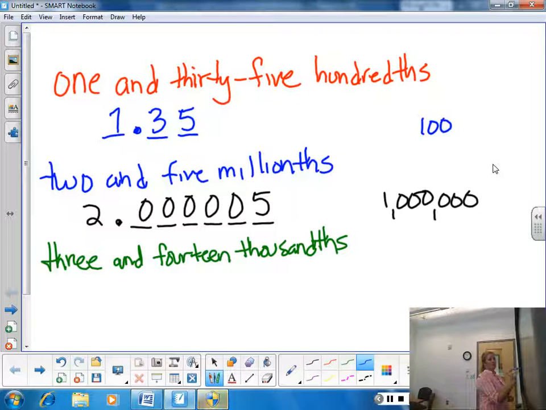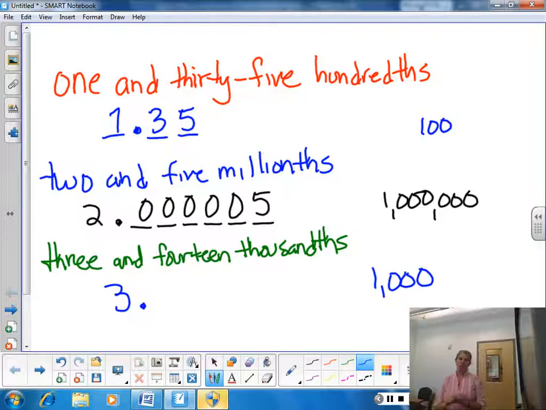3 and 14 thousandths. Well, I know 1,000 looks like this, and that has 3 zeros. So I know my answer has to have 3 decimal places. Now, how many decimal places does 14 take? Well, 14 is 1, 4. So that just takes 2 spots, but I know that where it ended was in the thousandths. So it's got to be this. If I have gaps, I fill them in with a 0.